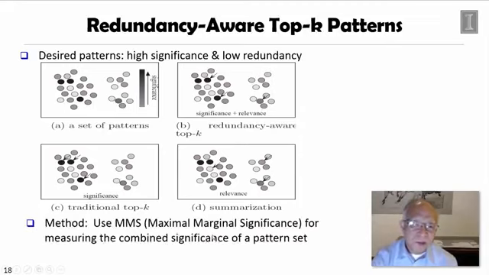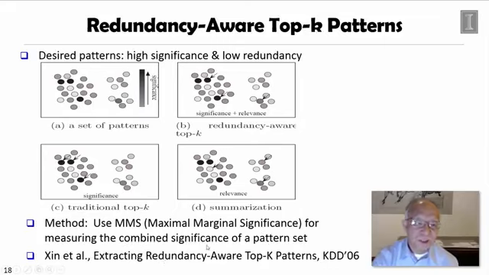So the problem becomes how to develop efficient and effective methods finding such redundancy-aware top K patterns. There's an interesting study which uses maximum margin significance to measure the combined significance of patterns and develop efficient methods to mine such patterns. We are not going to get into detail of this method. Interested readers may read the paper we pointed out.